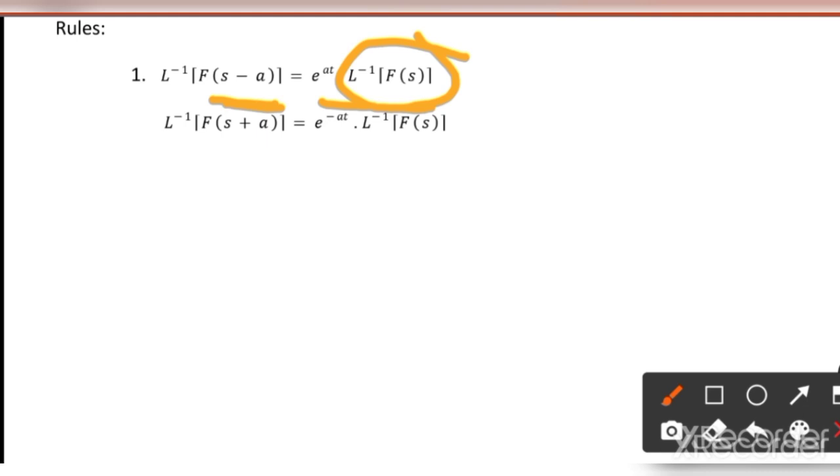Laplace L of f of t gives f of s. That means f of t is what? L inverse of f of s. So whenever we have an expression of s minus a, take a out by writing e power at, which gives only a function of s. Then allow L inverse to take place. L inverse of f of s gives the answer f of t. So the answer will be e power at f of t.